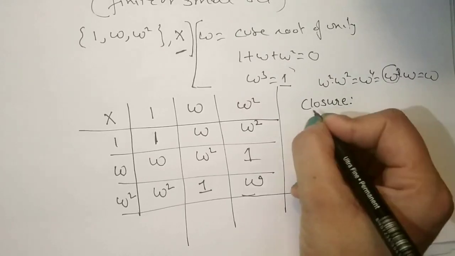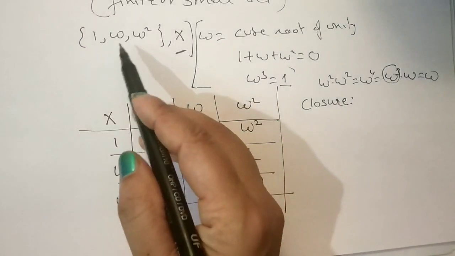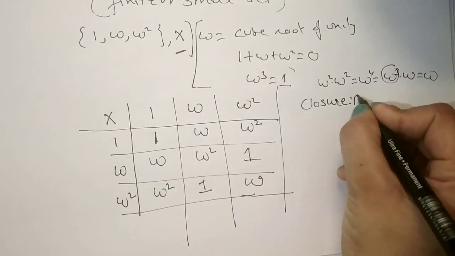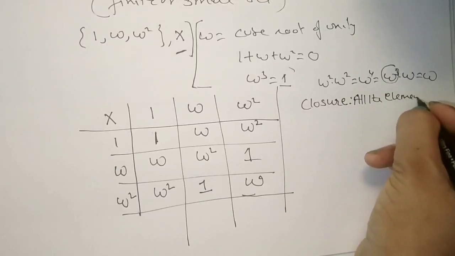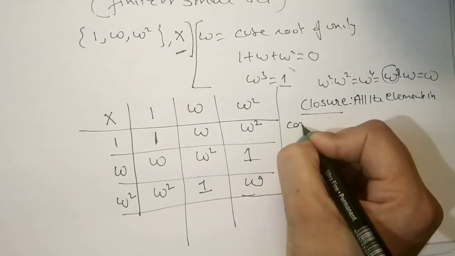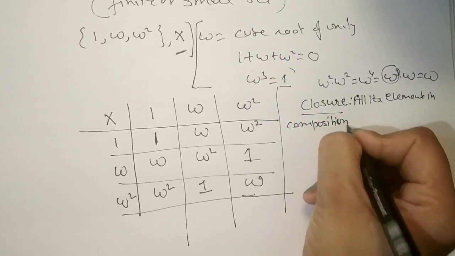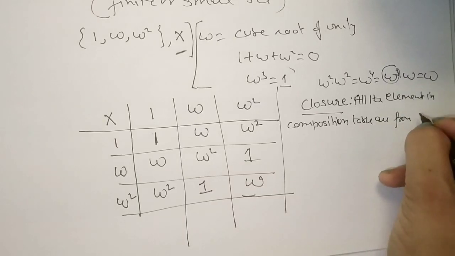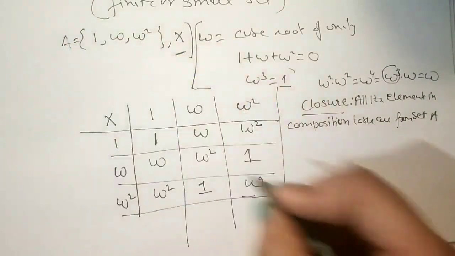Closure property. The closure property holds if all the elements in this composition table are from this set. There is no element beyond this set. So all the elements in the composition table are from set A. Let it be the set A, right?